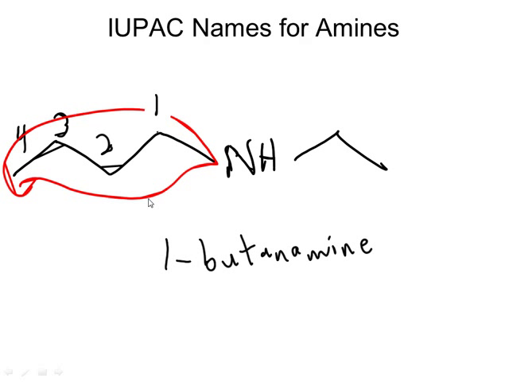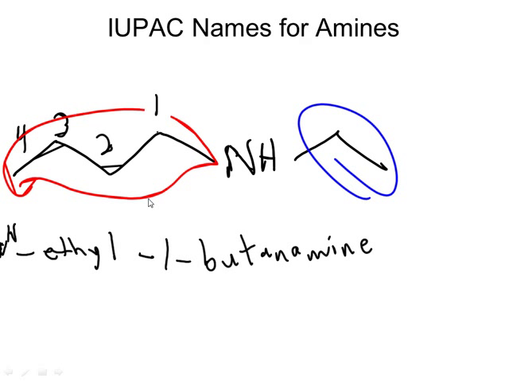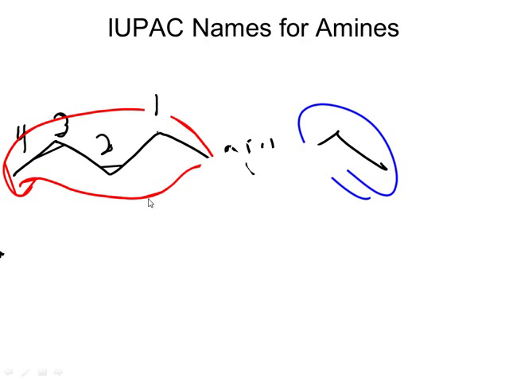1-butanamine. Now, the way we treat something that's a substituent off of the nitrogen, we just treat it like it's a substituent. We would just put in front, we'd put ethyl. But to indicate where it is, instead of a number, we put N. I didn't draw that very well. Put N, so it'd be N-ethyl 1-butanamine. So it's just a substituent like any other substituent. It's just that it's on the nitrogen. That's the only real difference. And we don't treat it really any different in the way we name it.